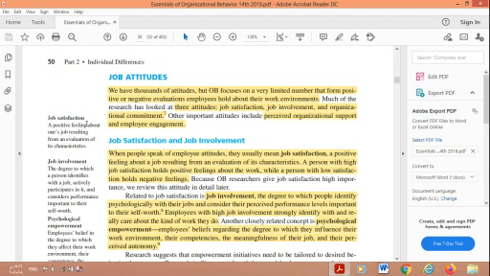Job satisfaction can be defined as a positive feeling about a person's job or work environment resulting from an evaluation of its characteristics. When people speak of employee attitude, we usually mean job satisfaction. A person with high job satisfaction holds a positive feeling about their work, while a person with low satisfaction holds a negative feeling about their work.